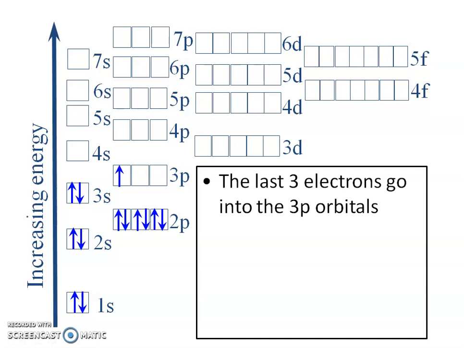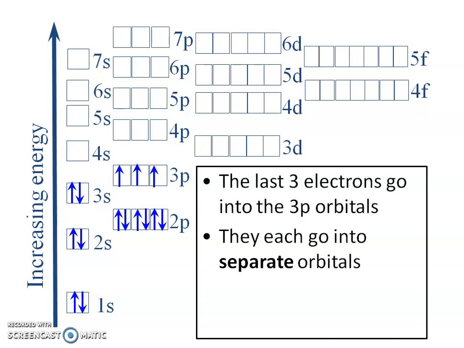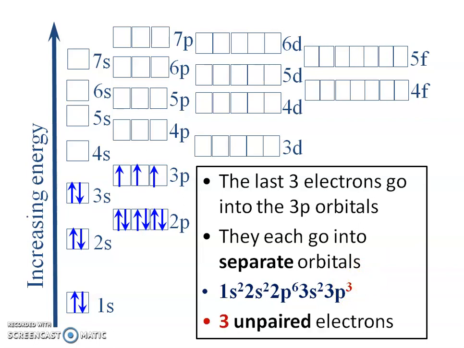Hopefully, you know that they go in the 3p, but where's the next one going to go? Hopefully, you knew that's going to go here and here. So there are 3 electrons that occupy the 3p subshell or suborbital, but they are separate. So we have 1s2, 2s2, 2p6, 3s2, and 3p3. Again, 6 is the maximum, but there's only 3 in there.